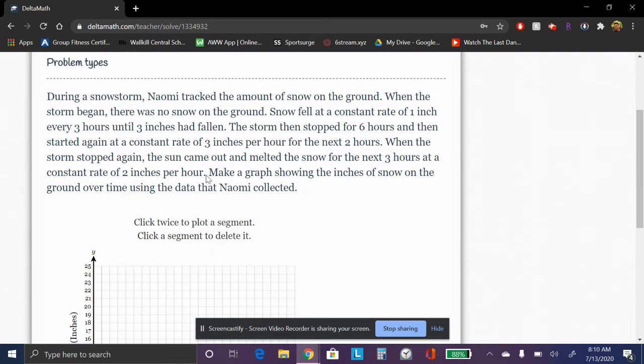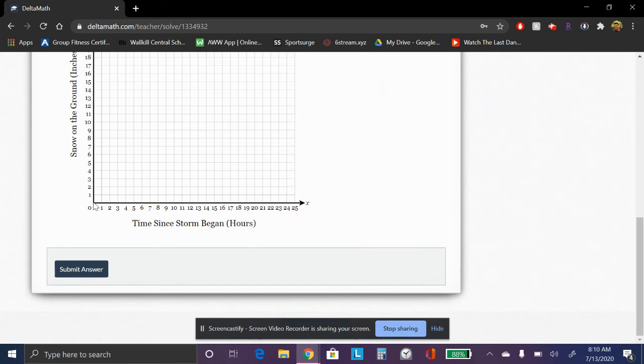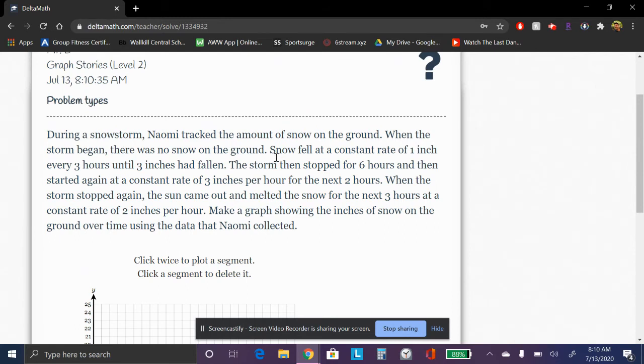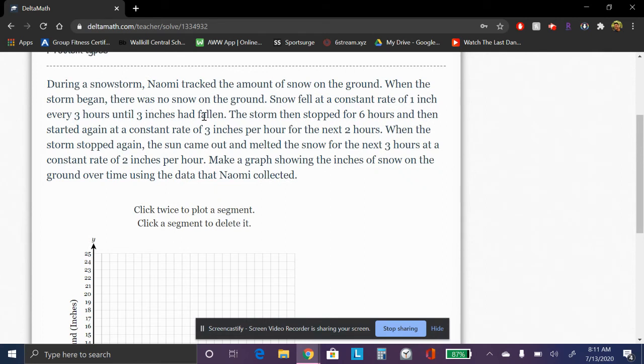All right, let's look at this one. During a snowstorm, Naomi tracked the amount of snow on the ground. When the storm began, there was no snow on the ground. No snow, right at where it began. Snow fell at a constant rate of 1 inch every 3 hours until 3 inches had fallen. So that's 1 inch. It has to do this for 3 until 3 inches. 2, 3. So now 3 inches had fallen.